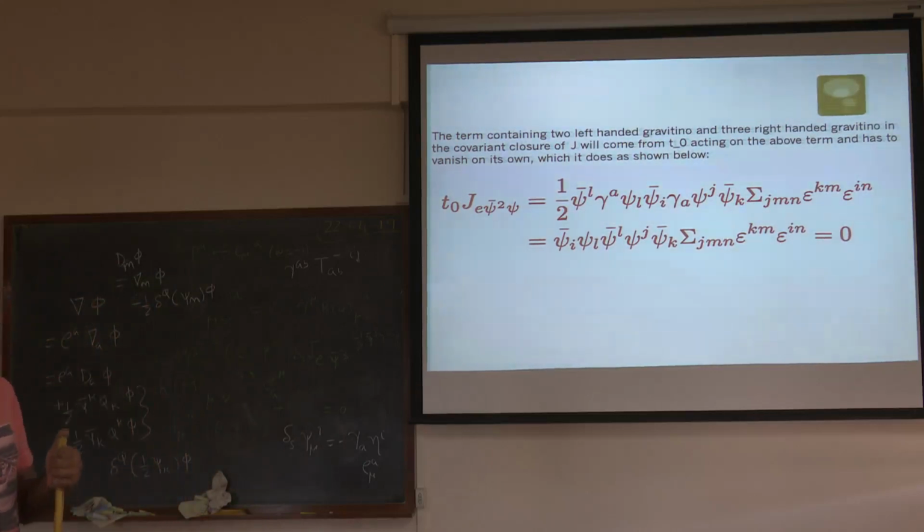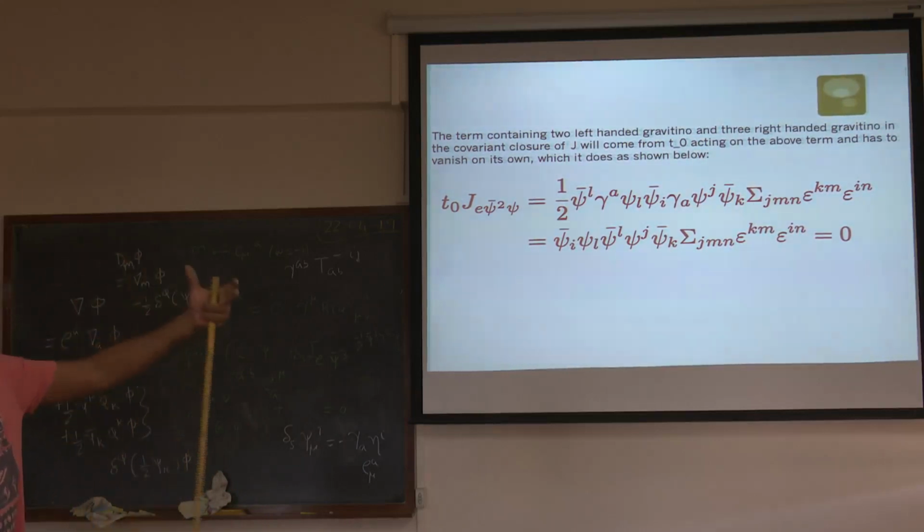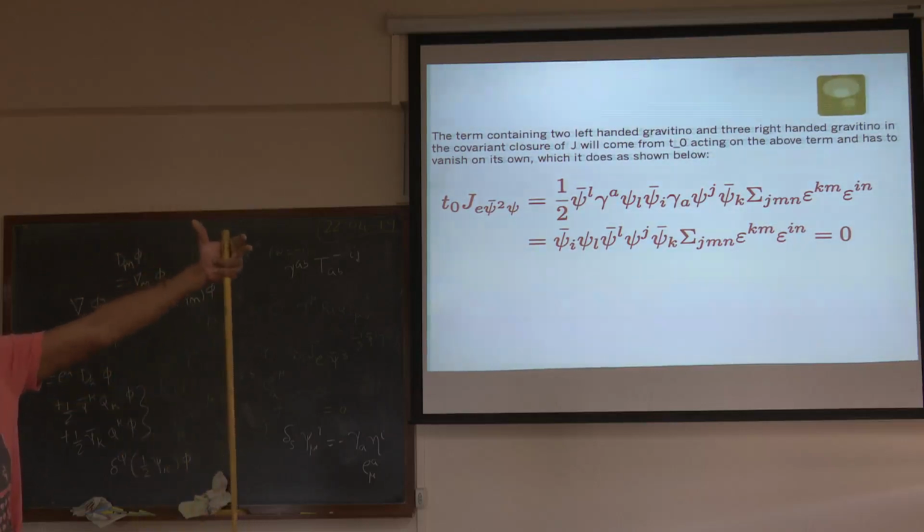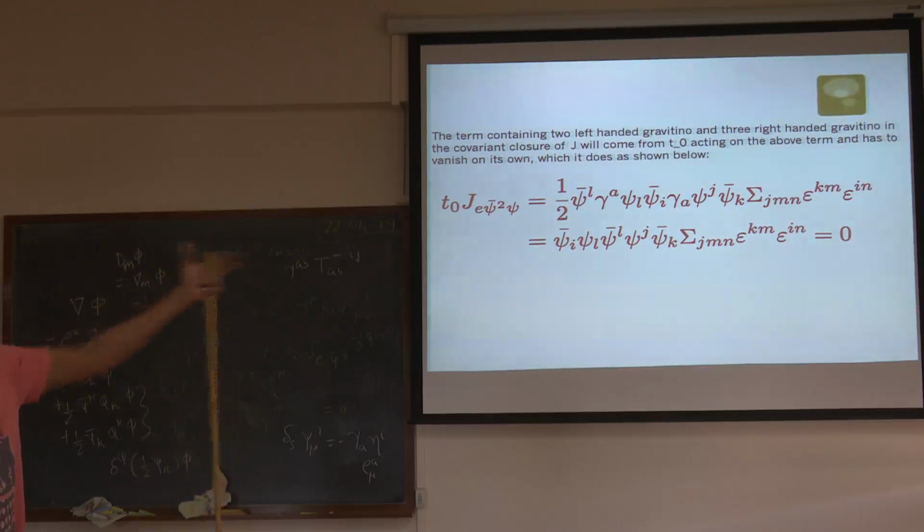That's a basic check that our answer is right, that the delta of J with the highest number of gravitinos goes to 0. The highest number of gravitinos in delta of J is 5, and that goes to 0 on its own.